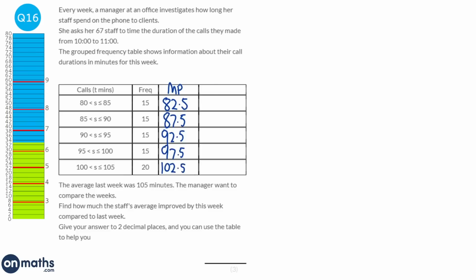Next we need to find the FT, which is just the frequency times the duration of calls. Now, in this first group, we're not timesing it by 80 to 85 or anything like that. We're timesing it by the midpoint. So our midpoint effectively becomes the T. So we're going to do 15 times that, which will be 1237.5. And we're just going to keep going and multiplying each of these together.